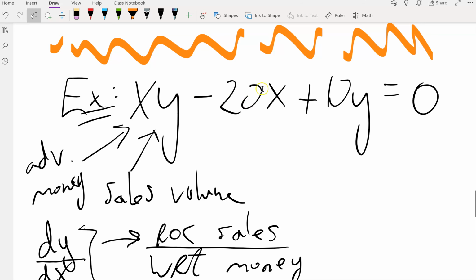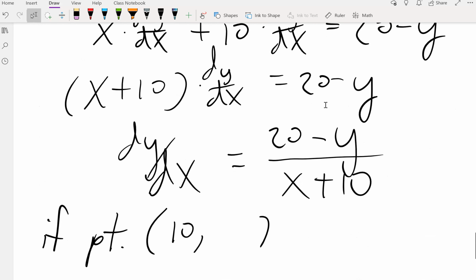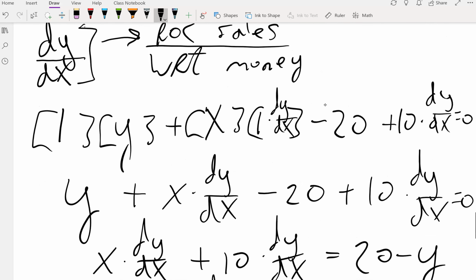You've got to plug in 10 for x, all right, and solve. When I plug in 10 for x, that makes that 200. Put 200 over there. I get a 10 there. I get 10y, and 10y makes 20y. 20y equals 200. 20y equals 200 means y equals 10 also. That's kind of funny. So we should have the point (10, 10) on this curve.